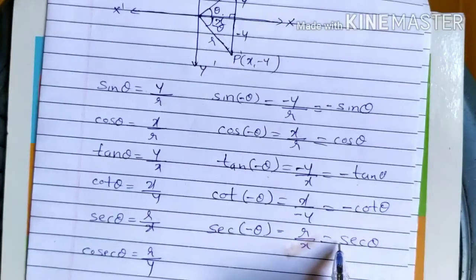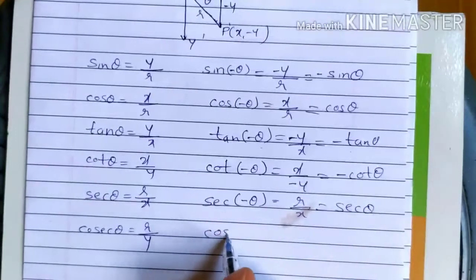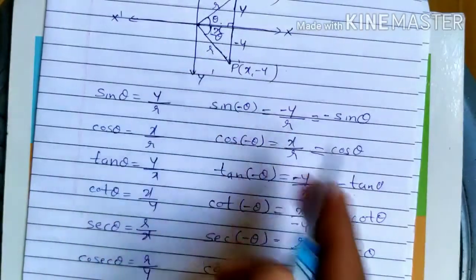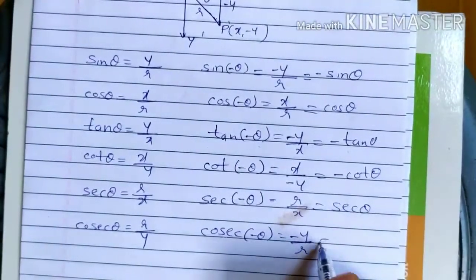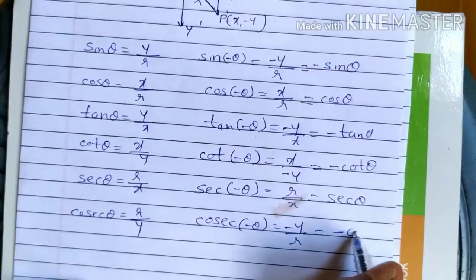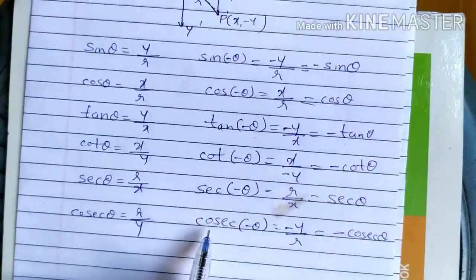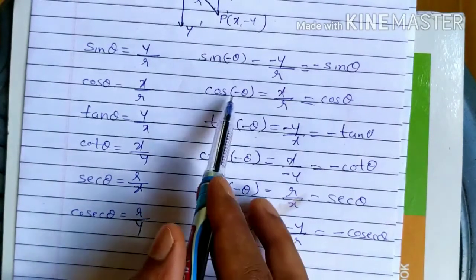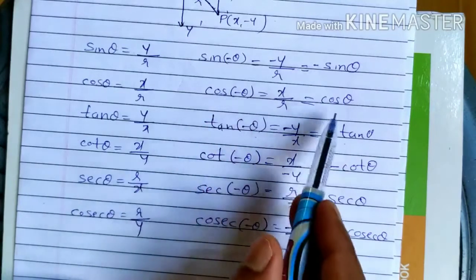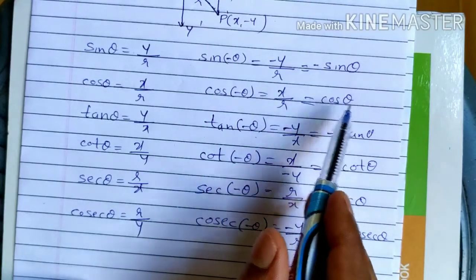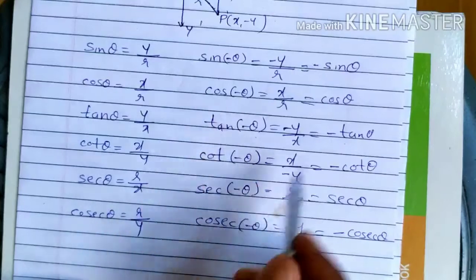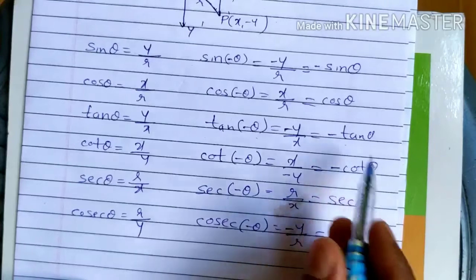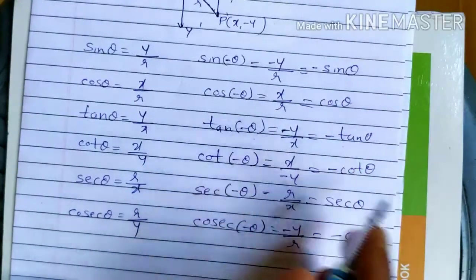Sec of minus theta is plus sec theta, and cosec of minus theta is minus y by r, which is minus cosec theta. So only for cos and sec, the minus theta is equal to the positive function, cos theta and sec theta. For only these two. Otherwise, for the remaining four trigonometric functions, it is minus cot theta, minus sin theta, like that. This you have to remember.